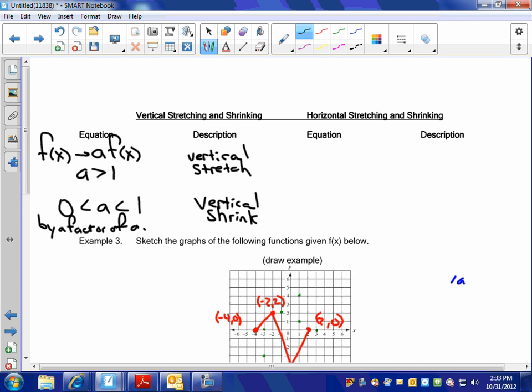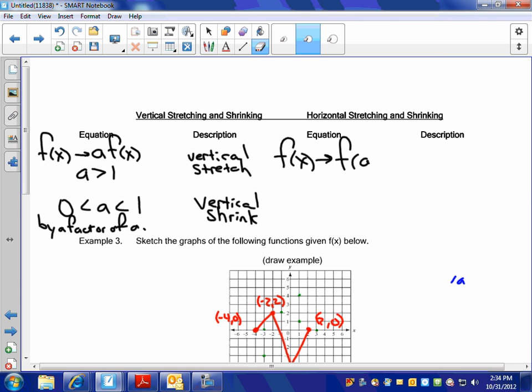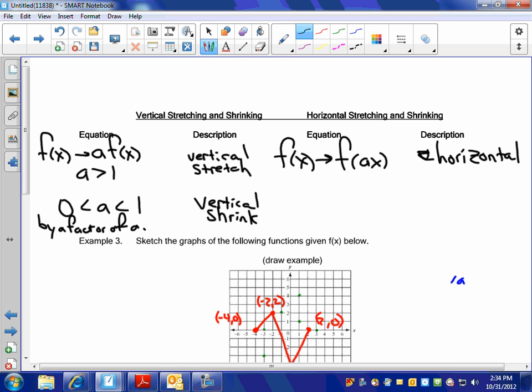Okay. Horizontal. Notice the a is on the outside, right? Outside is always vertical. If we have a function that maps to f of a times x, poor handwriting there, f of a times x, this would be a horizontal shrink or a horizontal stretch.